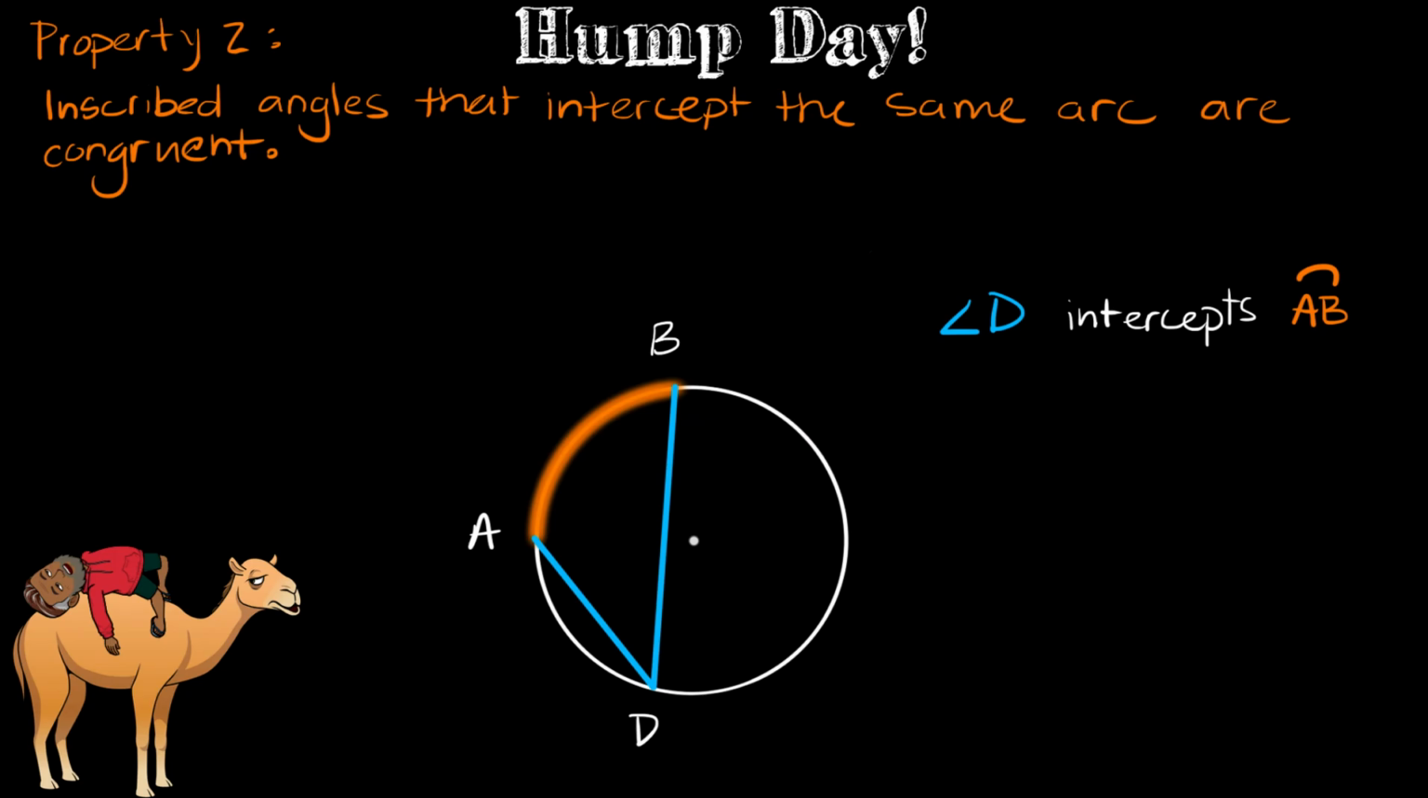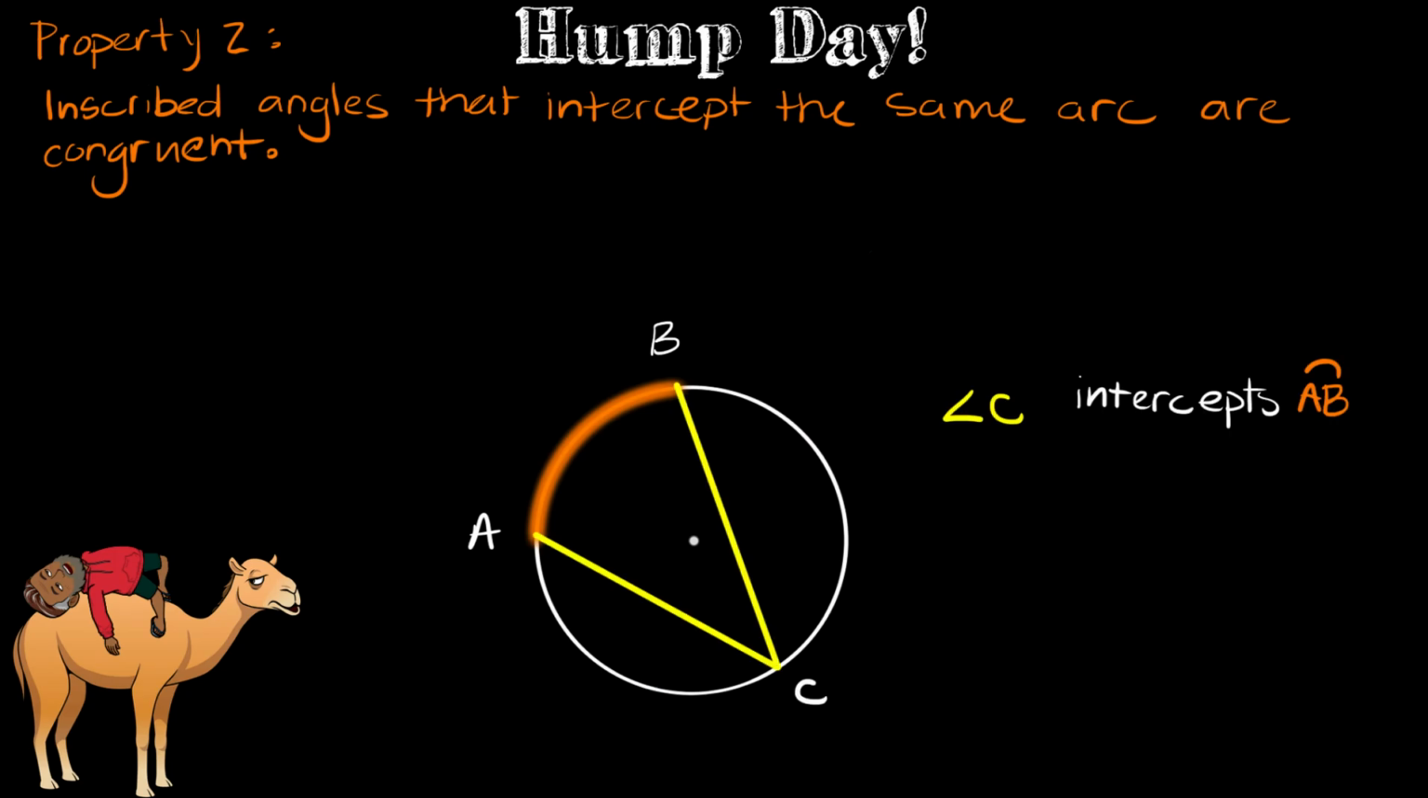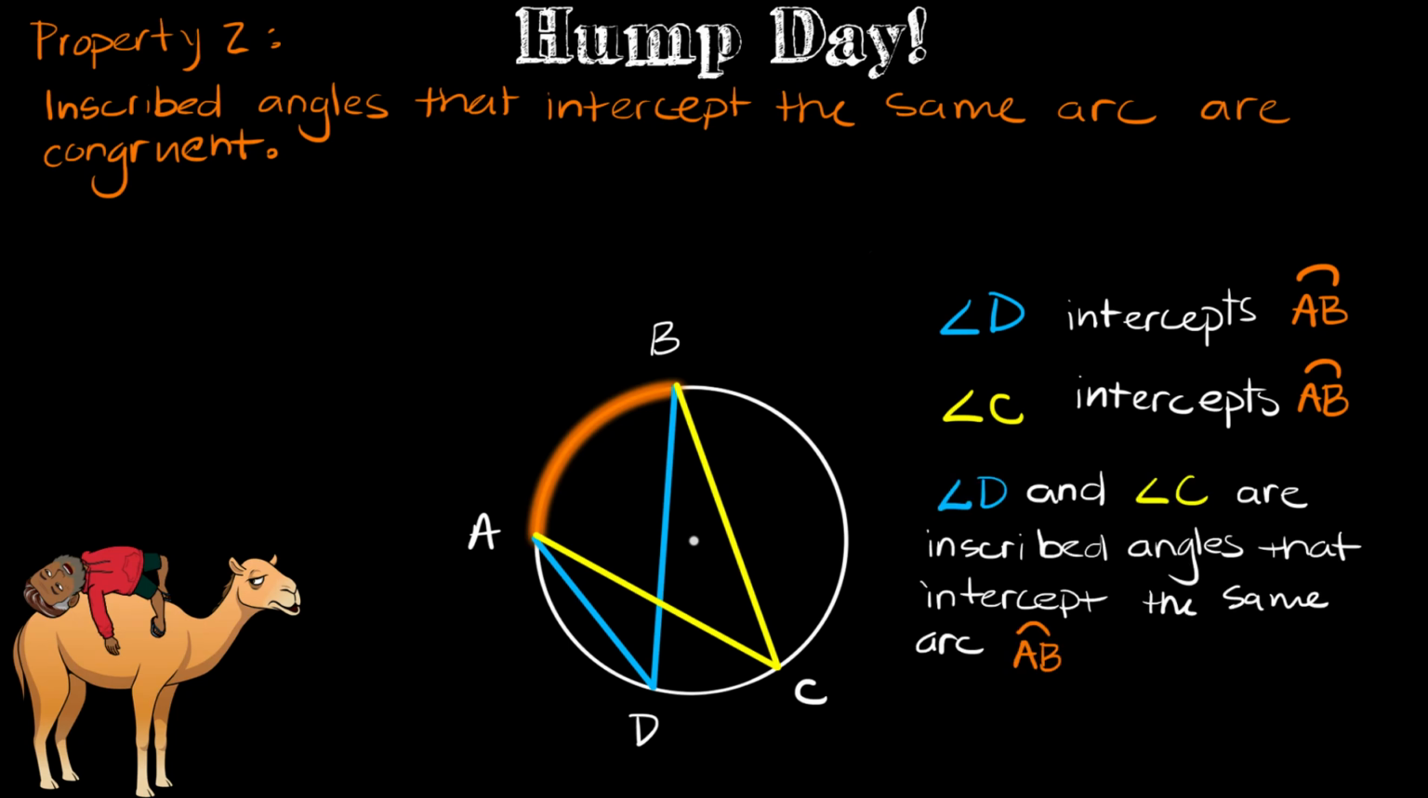However, just because it is an inscribed angle doesn't mean it's the only one. I could also draw that one. Angle C also is an inscribed angle that intercepts AB. But you'll notice that these two angles, which are different, intercept the same exact arc. Since they are inscribed angles and they intercept the same arc AB, I can logically conclude that those two angles are going to be congruent to each other.